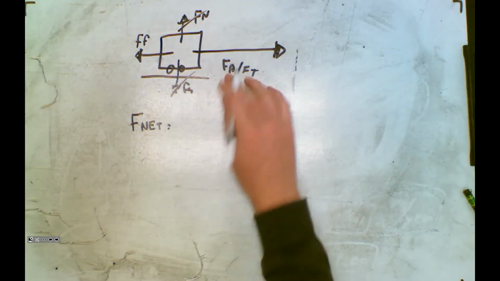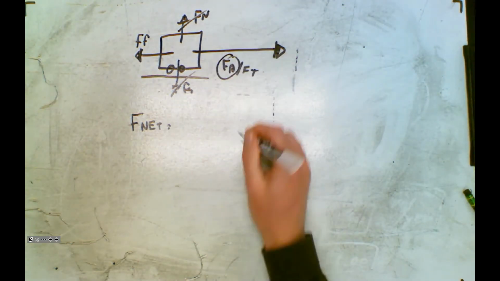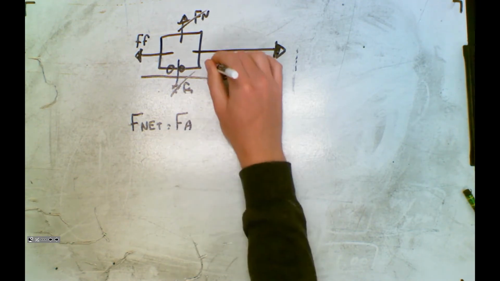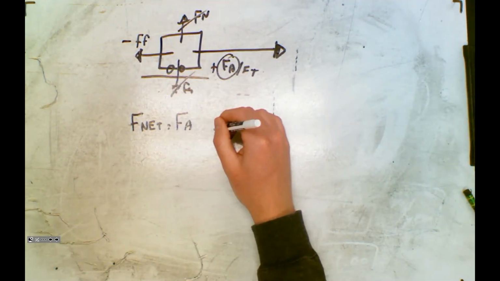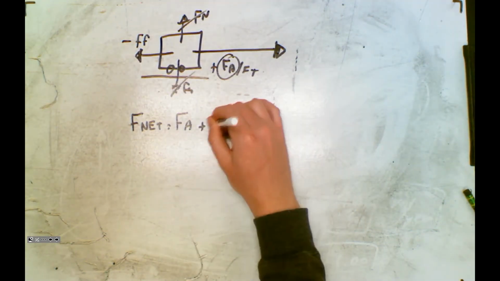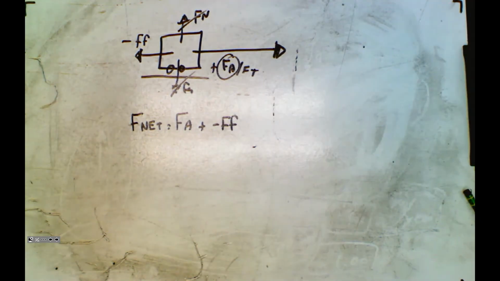So what we would do is choose one of these. I'm just going to use force applied. So our force applied is positive and our force of friction is negative. That's what our F-net equation would look like. And it says that our legless dog is accelerating to the right.